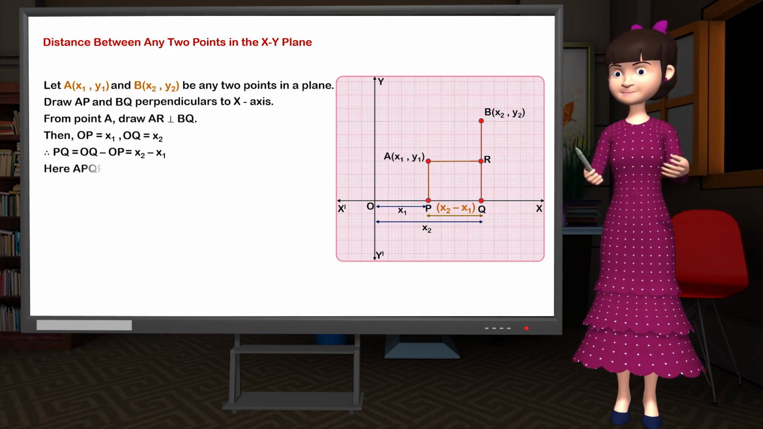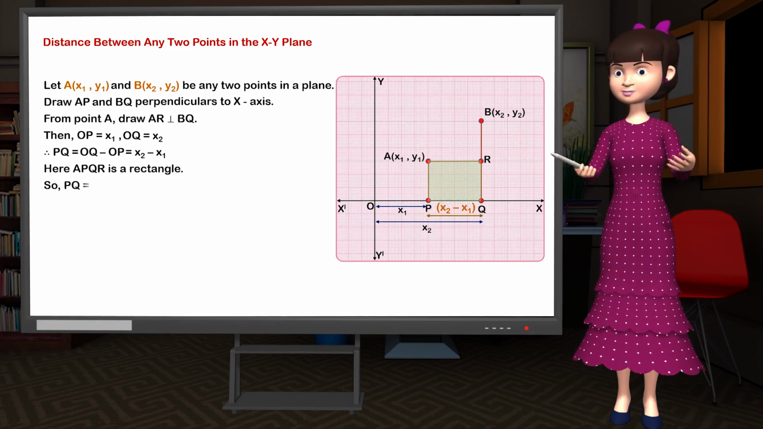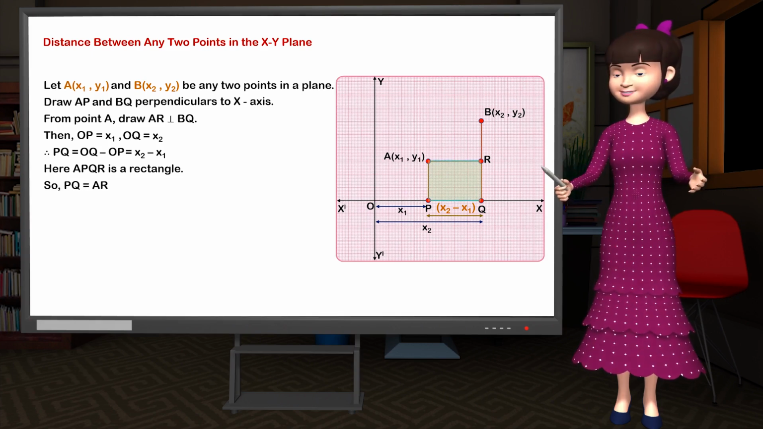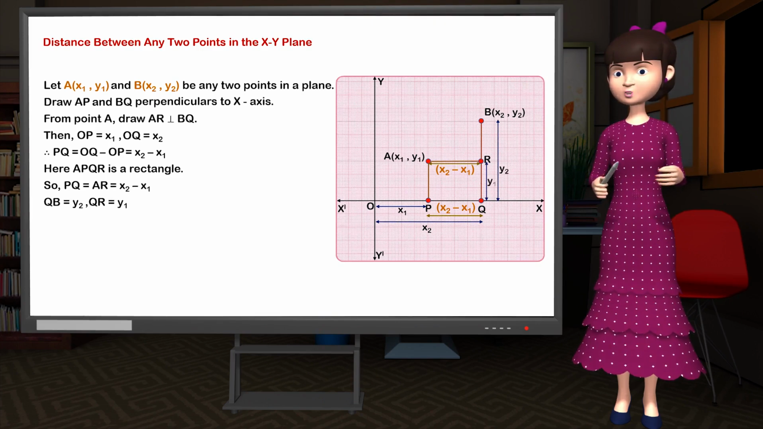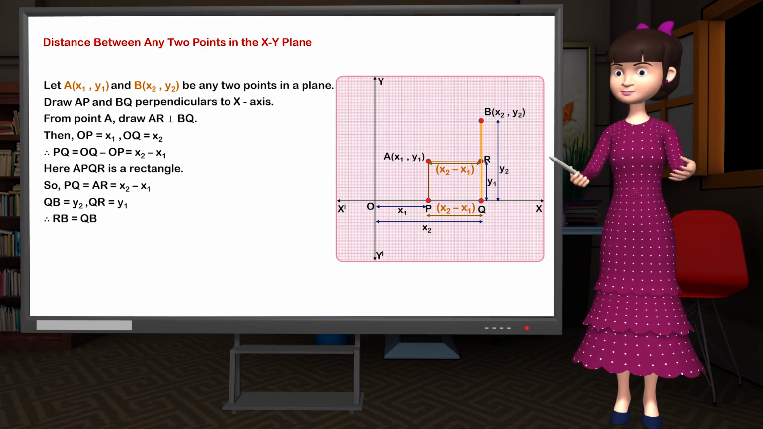Here, APQR is a rectangle. So, PQ is equal to AR is equal to x2 minus x1. QB is equal to y2. QR is equal to y1. Therefore, RB is equal to QB minus QR, which is y2 minus y1.